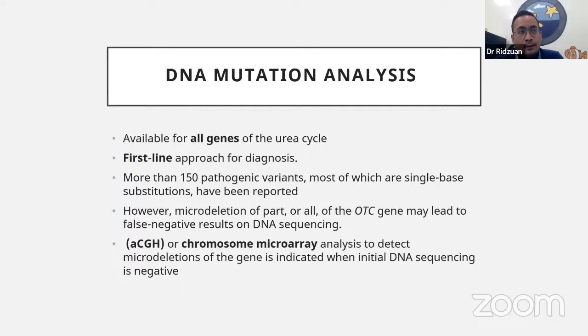However, microdeletions of parts or all of the OTC gene may lead to a false negative result in DNA sequencing. Hence, array comparative genomic hybridization or chromosome microarray analysis to detect the deletion of the gene is indicated when the initial DNA sequencing is negative.